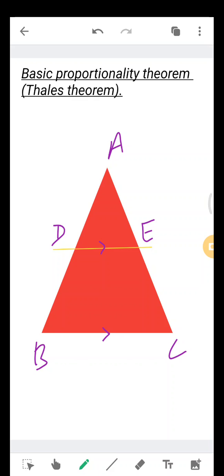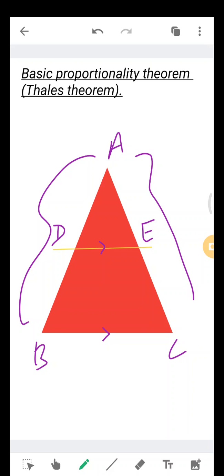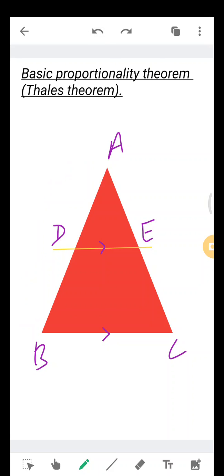So this theorem says that if a line is drawn parallel to one side of a triangle to intersect the other two sides at two distinct points, then the other two sides are divided in the same ratio. So the main concept here is this line divides the other two sides in the same ratio. The other two sides are AB and AC. So these sides will be divided by this line in the same ratio.